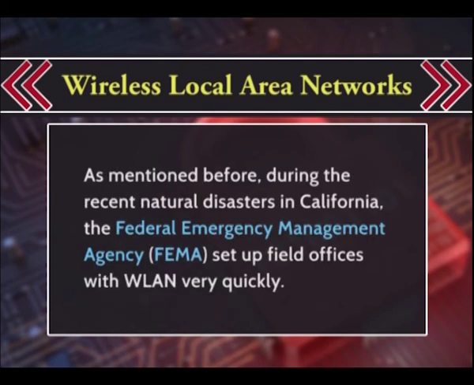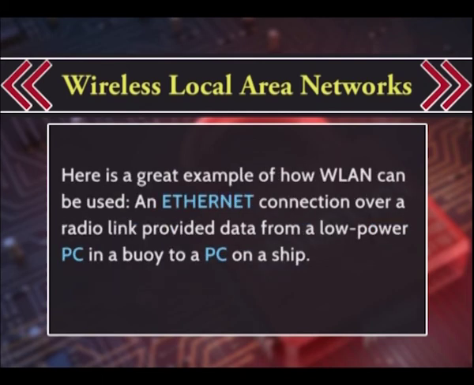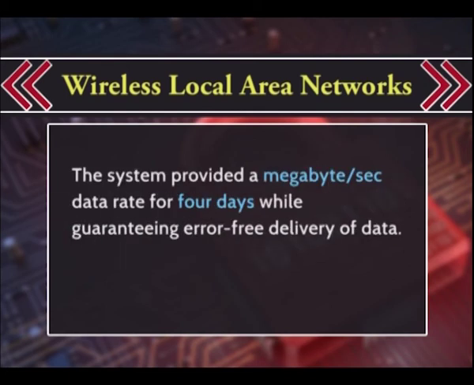As mentioned before, during the recent natural disasters in California, the Federal Emergency Management Agency set up field offices with the LAN very quickly. Here is a great example of how a LAN can be used. An Ethernet connection over a radio link provided data from a low power PC in a buoy to the PC on a ship. The system provided a megabyte per second data rate for 4 days while guaranteeing error-free delivery of data.